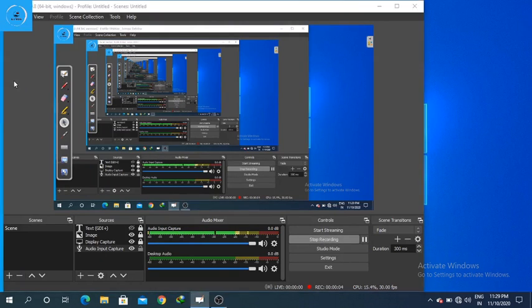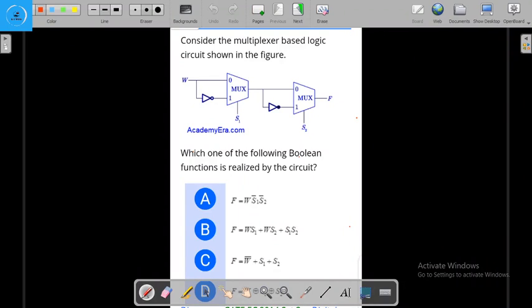So in this video we are going to do the questions related to the mux, demultiplexer, decoder, and encoder that we have learned in our previous classes. So this is our first question.